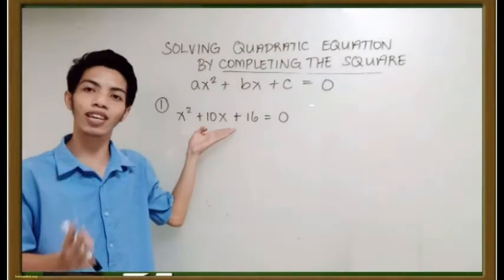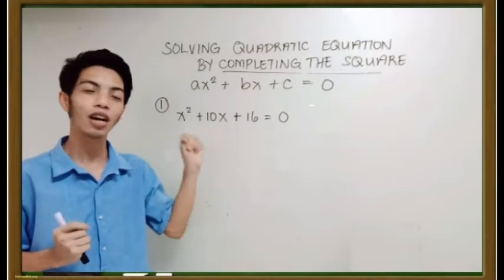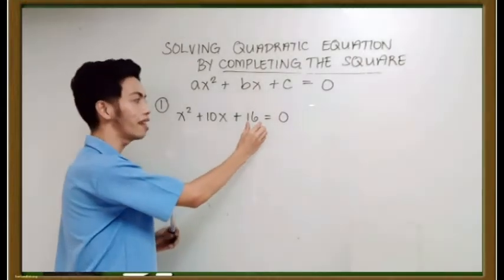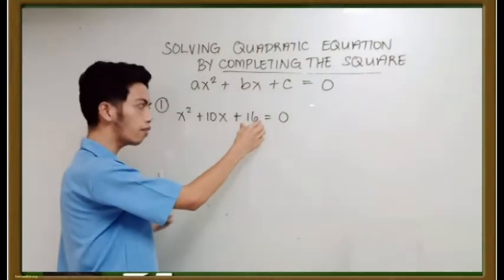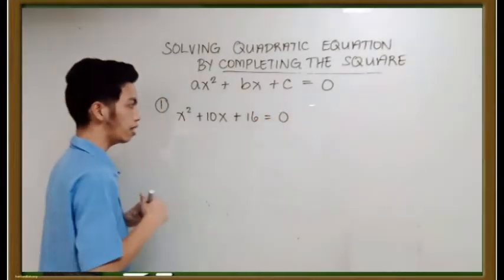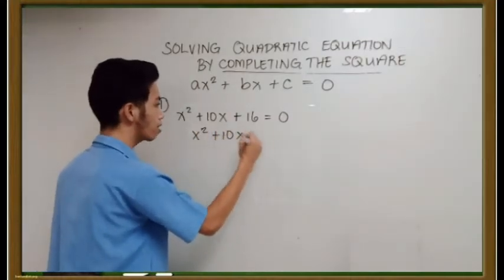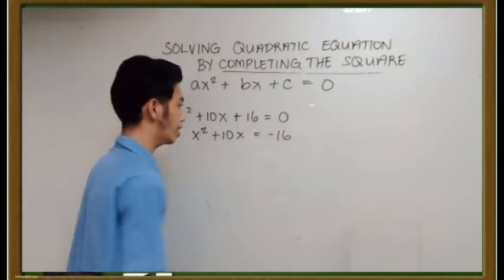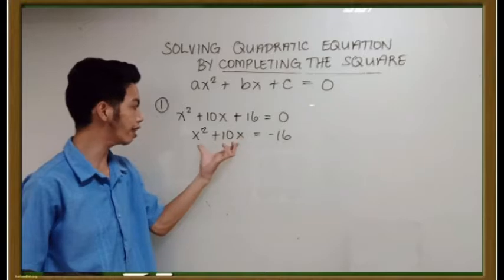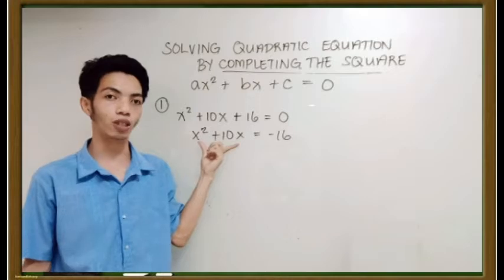So, second thing, gagawin natin siyang perfect square. Paano natin siya gagawin? Since itong 16 ay isang constant, I can do an additive inverse. So, itong positive 16, ililipat ko dun sa kanan, magiging negative 16. So, I will get x squared plus 10x is equal to negative 16. Now, ang hinahanap natin ay yung i-add natin sa x squared plus 10x para siya ay maging perfect square.